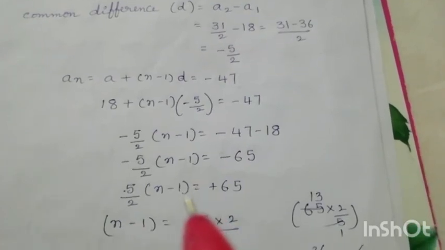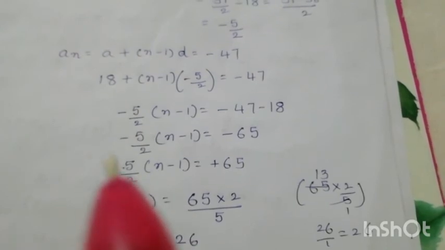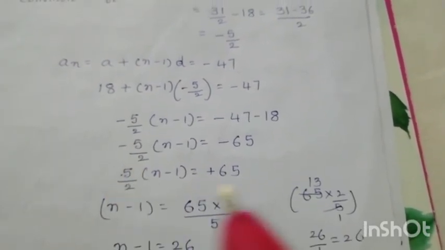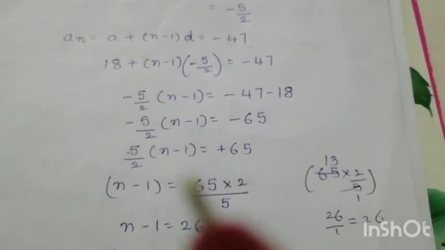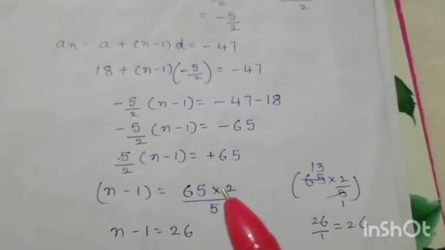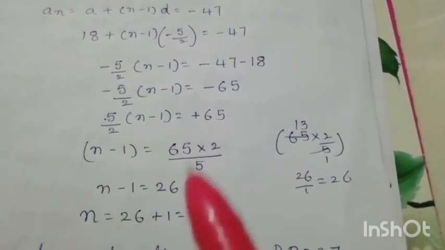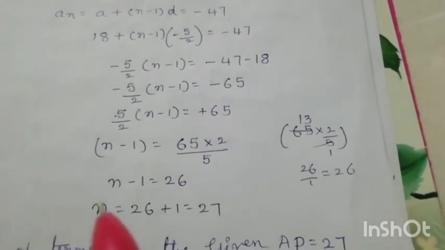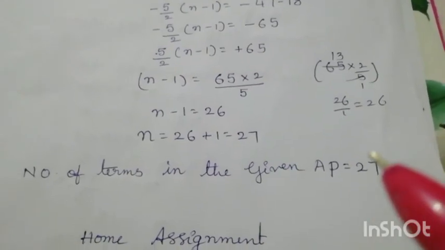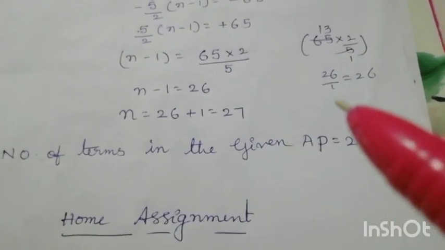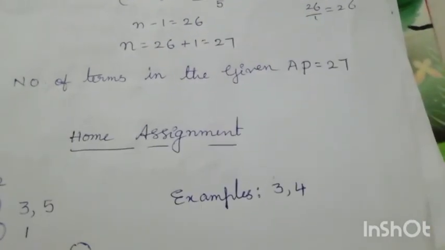5 by 2 into n minus 1 is 65. n minus 1 is equal to 65. When it multiplies this side, if it comes this side, it divides. So 5 by 2 becomes 2 by 5. 5 goes into 65 13 times. 13 2s are 26. So n minus 1 is equal to 26. Bring minus 1 this side. It becomes plus 1. n is equal to 27. Therefore, the number of terms in the given AP is equal to 27. So 27 terms are there in that AP, and this is your home assignment.